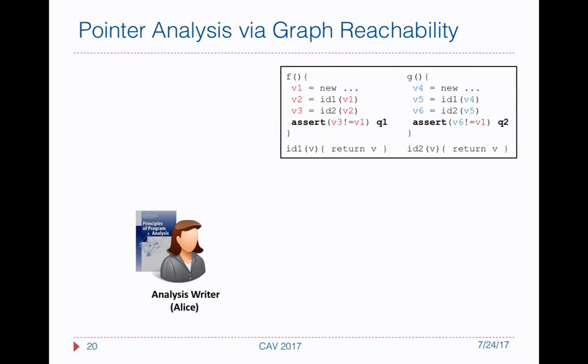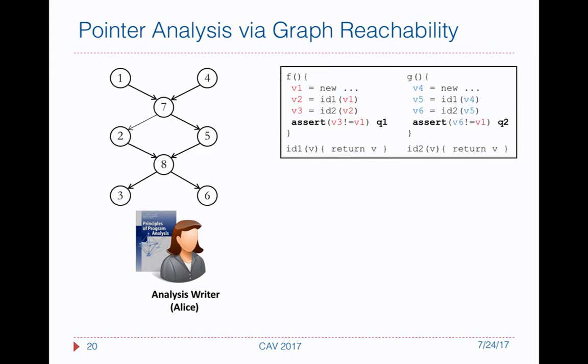Well, a program analysis writer might do the following. She might use a standard textbook abstraction, which is called 0 CFA. And I'm going to represent it using this particular graph here. Now, what does this graph denote? The nodes 1, 2, and 3 correspond to the assignments to V1, V2, and V3 that you see here. And nodes 4, 5, and 6 similarly represent the assignments to V4, V5, and V6. So this graph represents the flow of data between these variables.